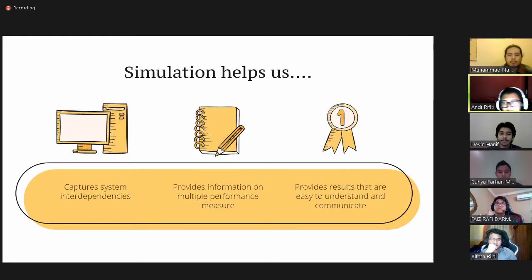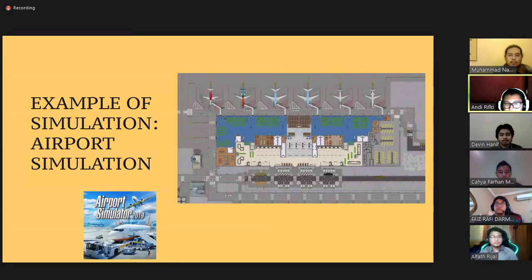Okay, next. My name is Andi Muhammad Rifki, so I will continue to explain about simulation. So, why do we need simulation? Simulation helps us in capturing the system interdependencies, provides information on multiple performance measures, and also provides results that are easier to understand and communicate. Okay, next. So, to understand it more easily, here's an example of simulation, which is the airport simulation.